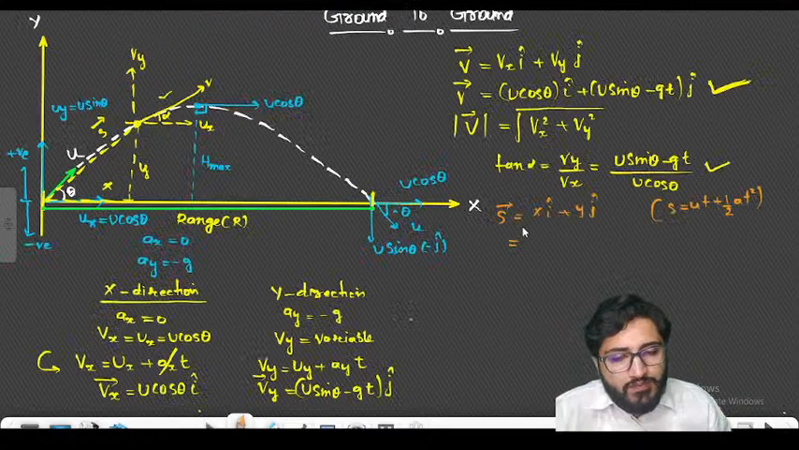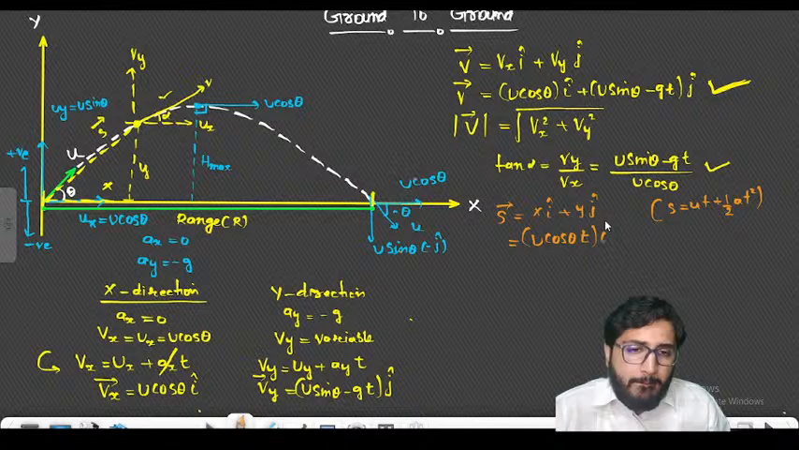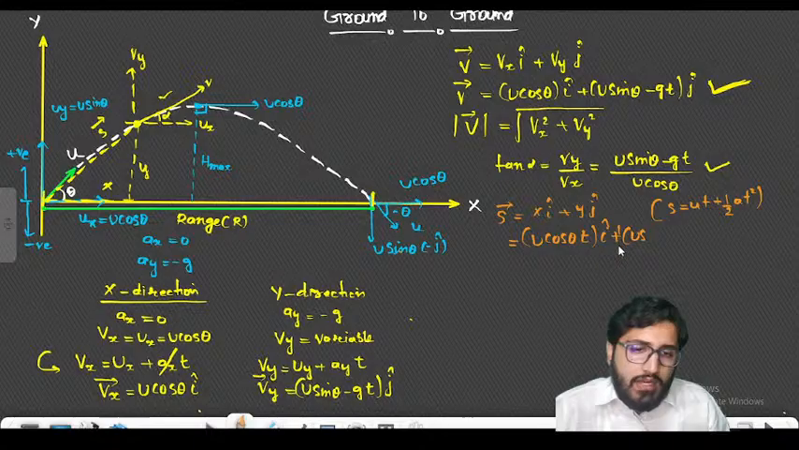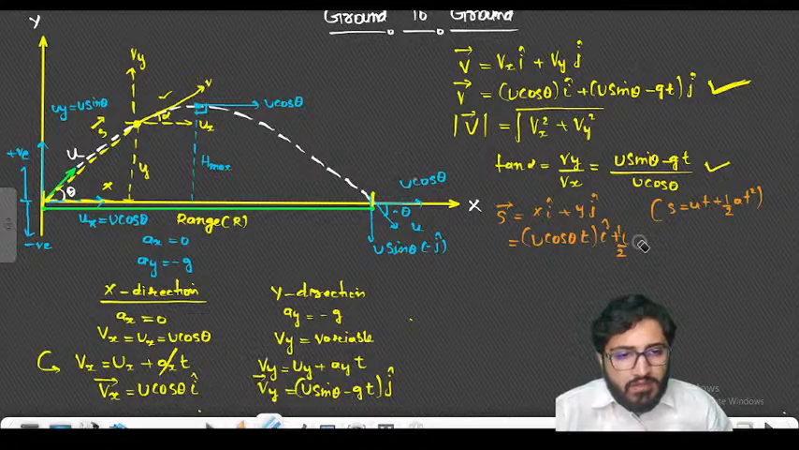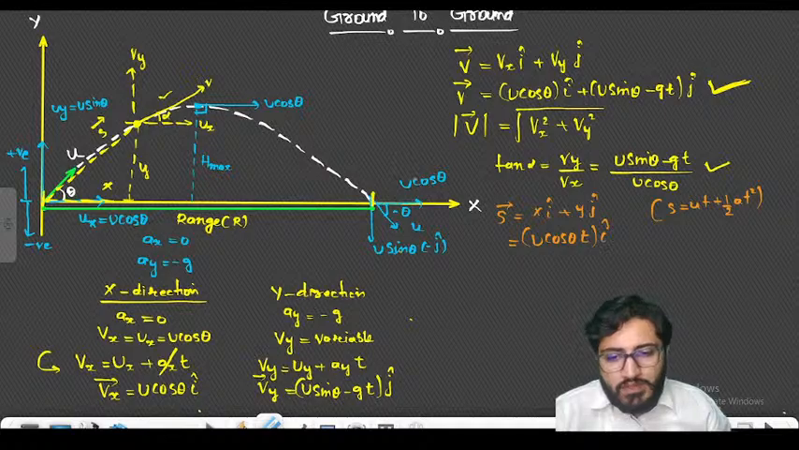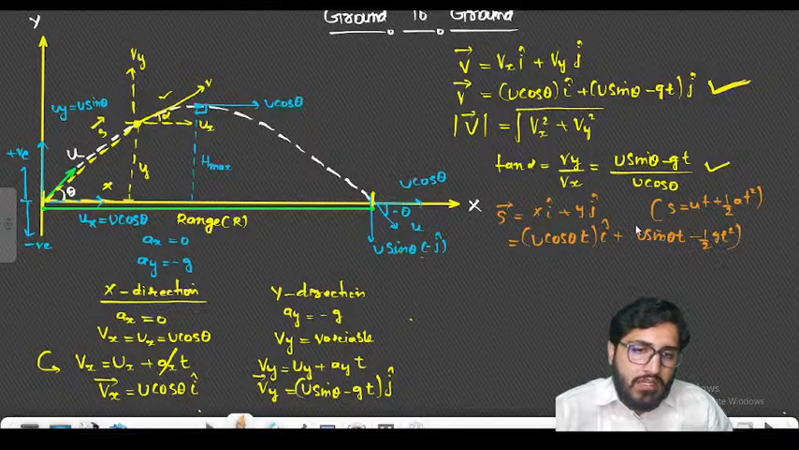Now place these values in my previous equation. So can I write here? It is u cos theta multiplied by t into i cap, plus u sin theta multiplied with t minus 1/2 gt square into j cap.